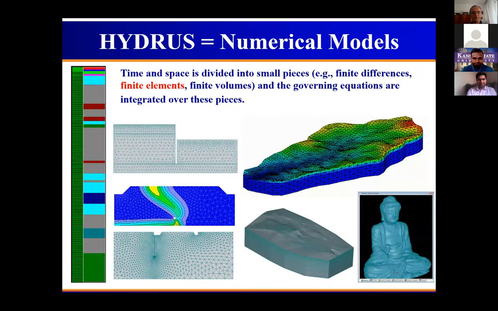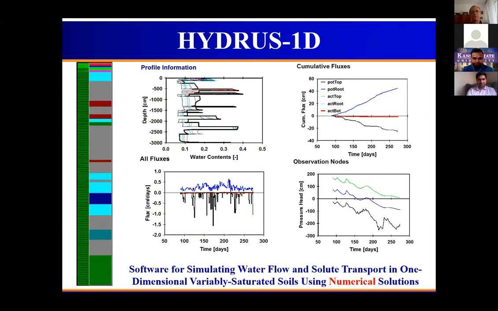So these are numerical models, which means that we divide the transport domain, being 1D on the left, 2D here on this side, or 3D here, into small pieces, so-called finite elements, which may be simple lines, triangles, tetrahedra, cubes, etc. And then we integrate the governing equations over these small pieces. So this is an example from HYDRUS 1D. You worked with that yesterday, so you are familiar with this.